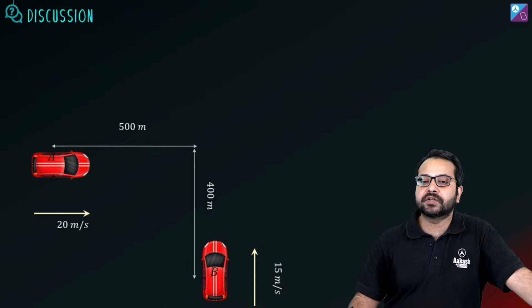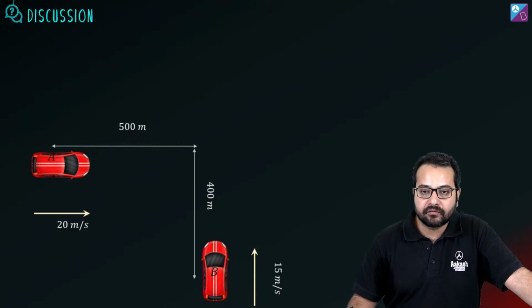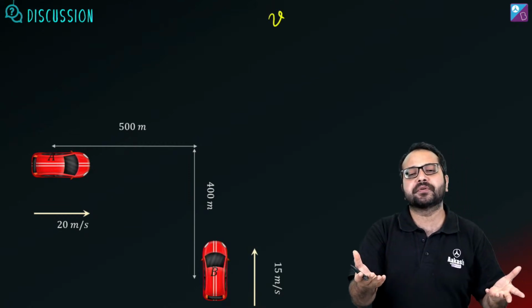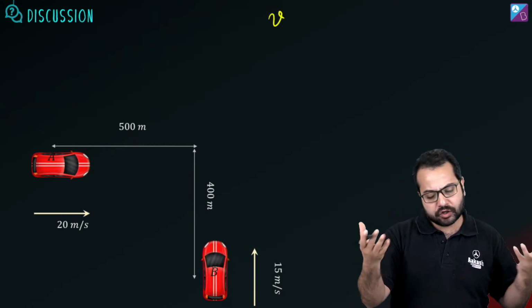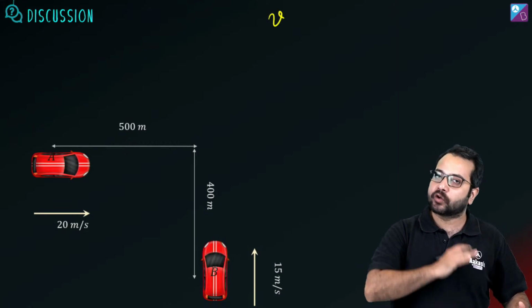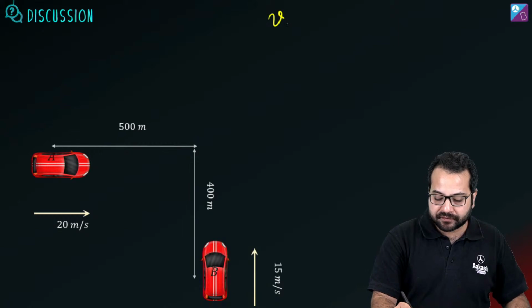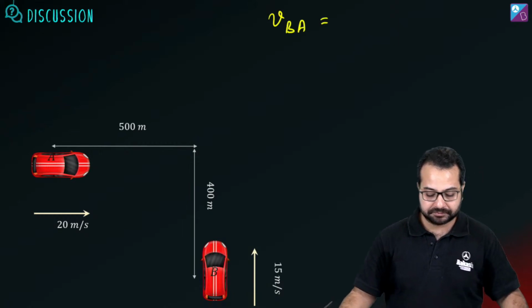So we want to observe car B from the frame of car A. Or you can do it the opposite way also, that is also going to work absolutely fine. But what I'm going to do here is observe car B from the frame of A.